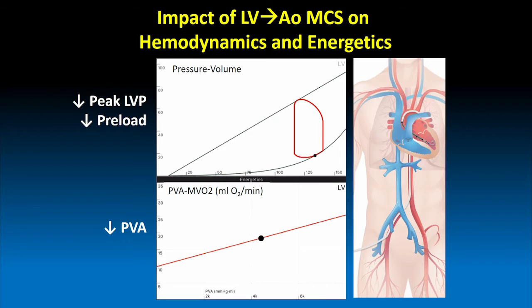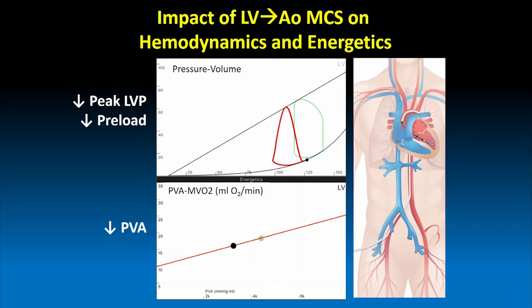Now this is a ventricle to aorta, a true ventricular assist device like the Impella, and you see here that we have the opposite effect. When you draw blood directly from the ventricle, the loops shift leftwards towards lower volumes, and you see that the pressure volume area is decreasing, and you also have a reduction in the end diastolic pressure.